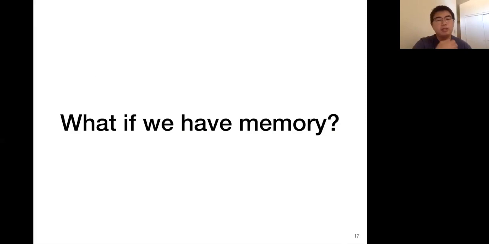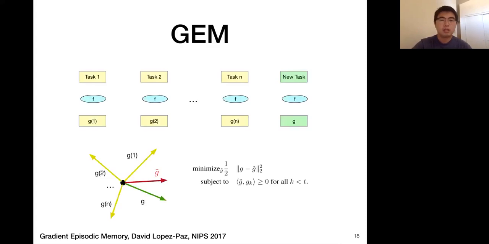And you may notice that such an approach didn't use any memories or samples from previous tasks. But if we have memories and we can save some samples from previous tasks, we can do better. And this is actually a reasonable assumption, since we can store some samples since we have the memory. And for humans, it's also natural to use previous experience to help us learn new tasks.